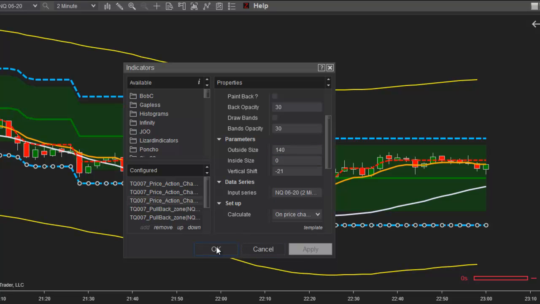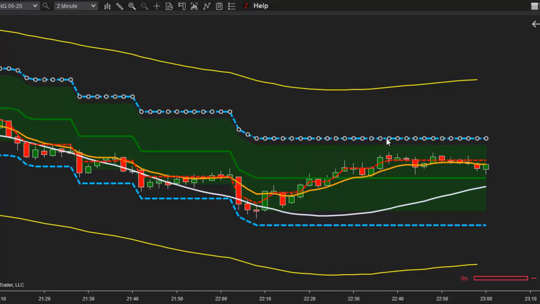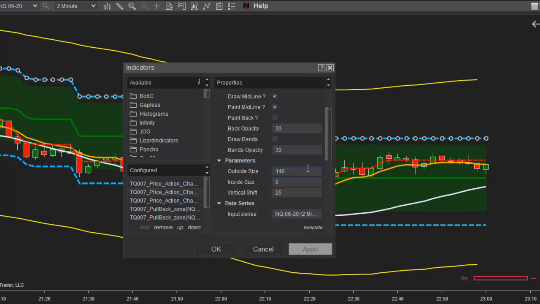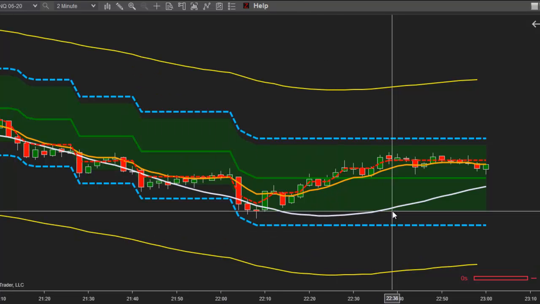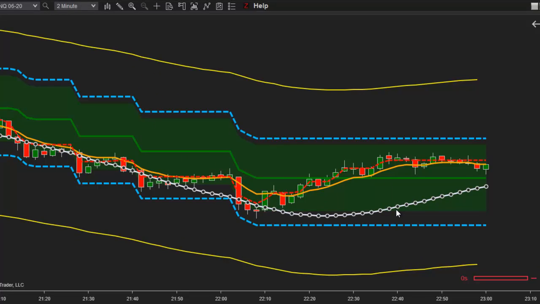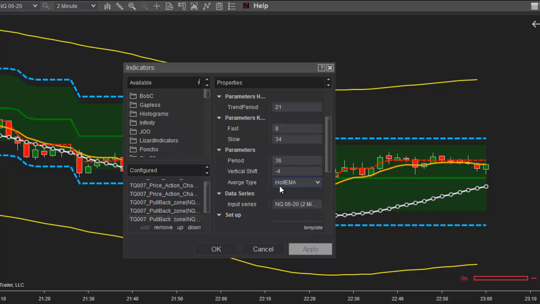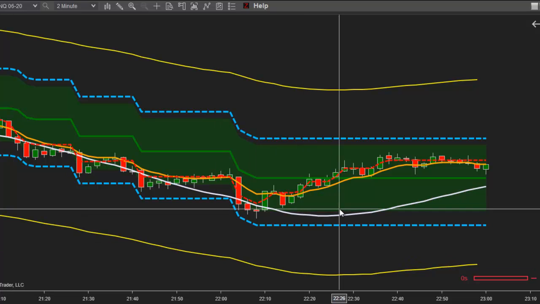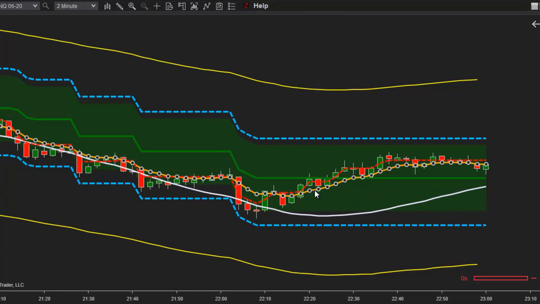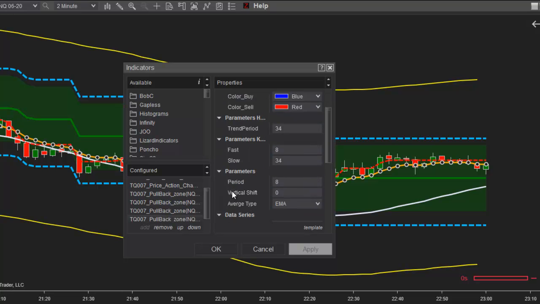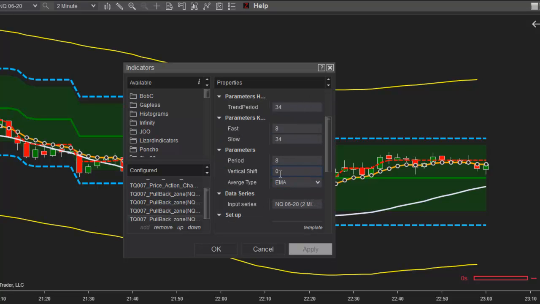It's a price action channel. Upper one, price action channel also 140, inside 0, vertical shift 25. The white one, we know it's a halt. Very important line there. It's a halt EMA. Parameters here: trend period 21, period 36, vertical shift -4. Then we have a yellow one, orange. It's going to be EMA, vertical shift 0, 8.